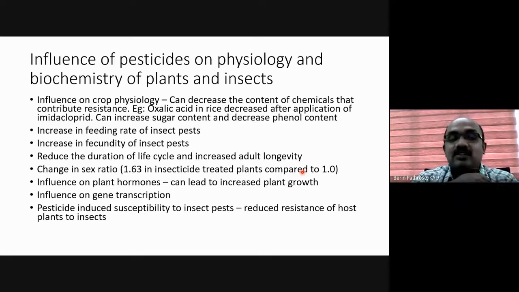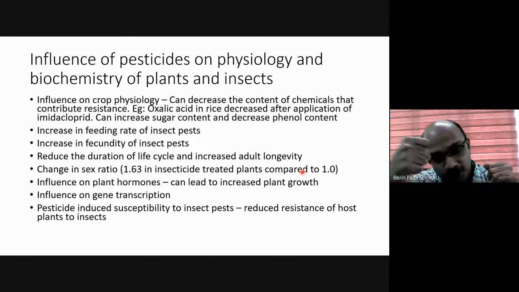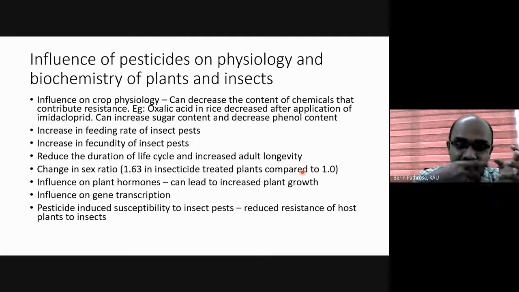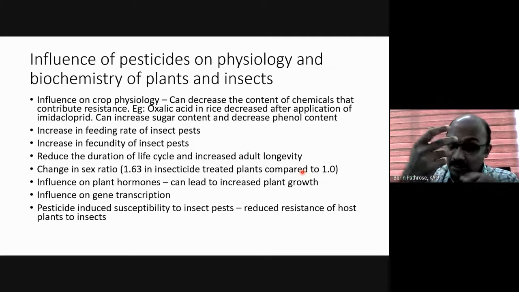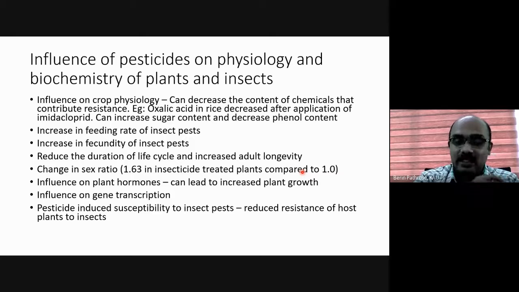So those kinds of reduction in life cycle, and sometimes increase in the longevity. If the adult insect is living longer, it may damage more. So those kinds of damages can occur, and there can be changes in the sex ratio. In one example, in one study in an insecticide treated plot, the sex ratio is 1 is to 1.63.